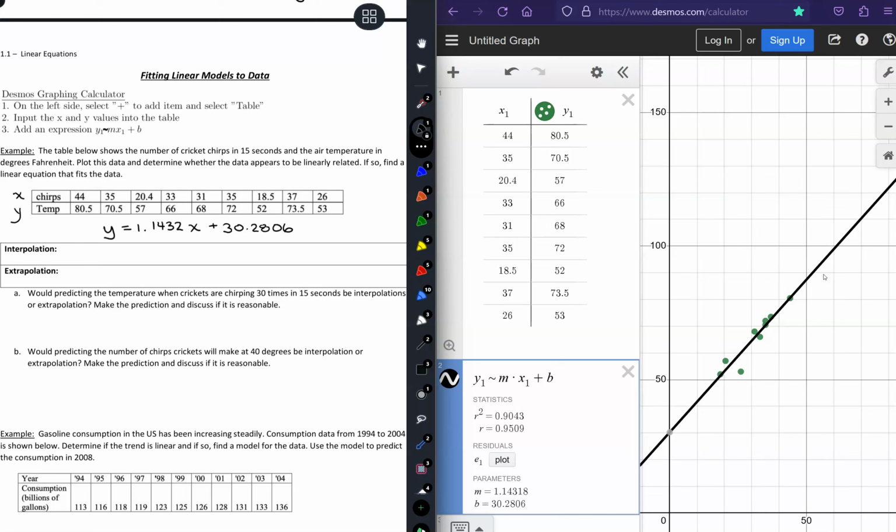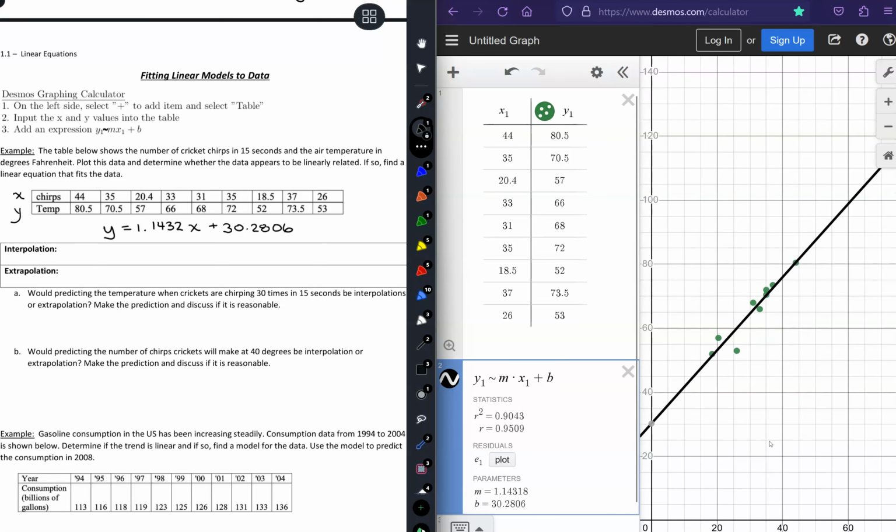And now what we have is an equation where we can make estimations of temperature, make estimations of chirps per 15 seconds, relating these two values. Something we want to keep in mind when we are making those predictions is the difference between interpolation and extrapolation.